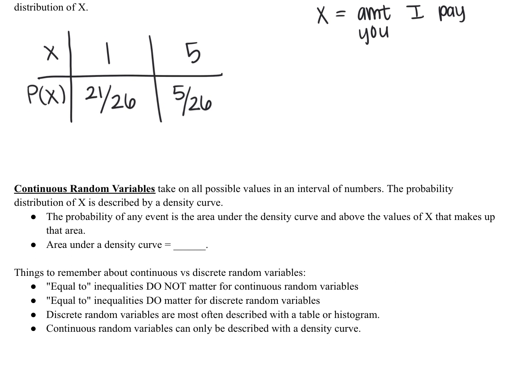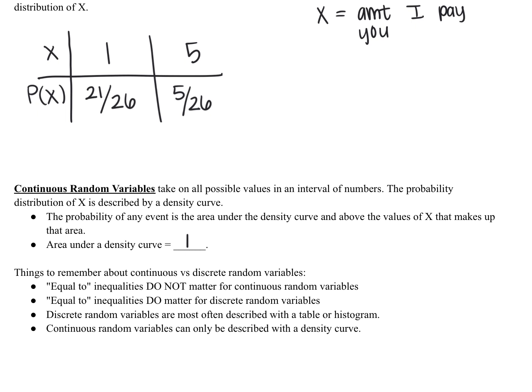With a continuous random variable, it takes on all possible values in an interval of numbers. So it's usually described by a density curve. So think back to chapter 1.4 when we were talking about the normal distribution. We talked about density curves. Continuous random variables are described by a density curve, which is why we're going to focus mainly on it in chapters 5, 6, and 7, and not so much in chapter 4. So for continuous random variables, the probability of any event is the area under the density curve and above the values of X that make up that area. And just to refresh, the area under that density curve is 1.